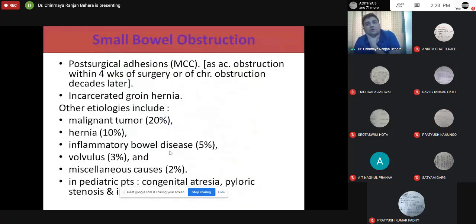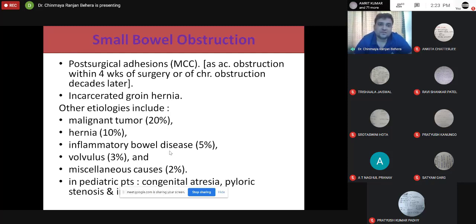Now, what are the causes of small bowel obstruction? Most commonly it is post-surgical adhesions. Let's say, for example, a patient has undergone a laparotomy for any reason. In those cases, they can have acute obstruction, which is within 4 weeks of surgery, or a chronic obstruction. It can occur any time later in life.